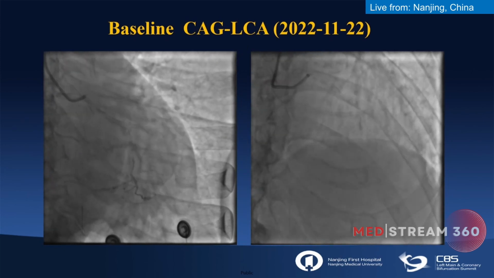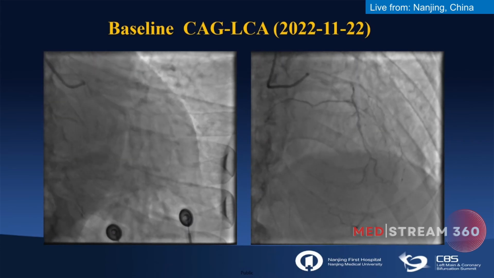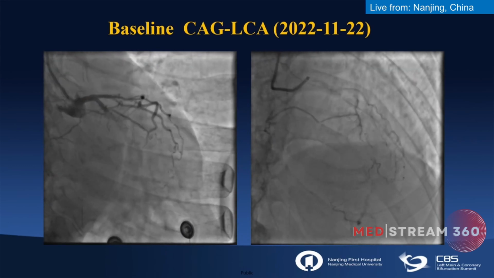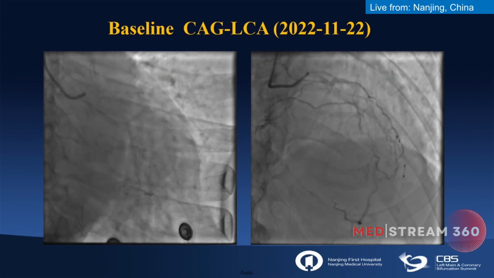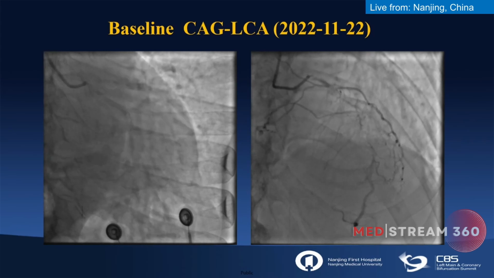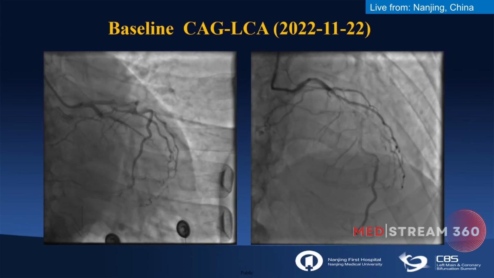The caudal and cranial positions show the LCX is totally occluded. And the proximal and middle segments of the LAD have a serious stenotic lesion accompanied with severe to moderate calcified lesion. And the first diagonal also has a serious stenotic lesion.